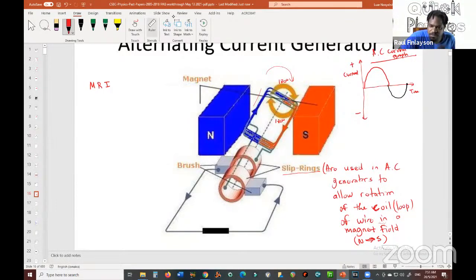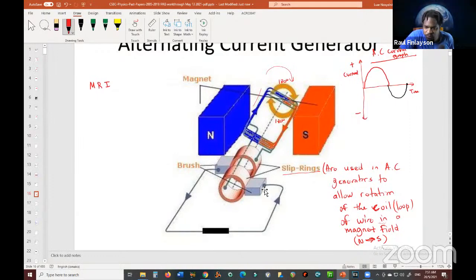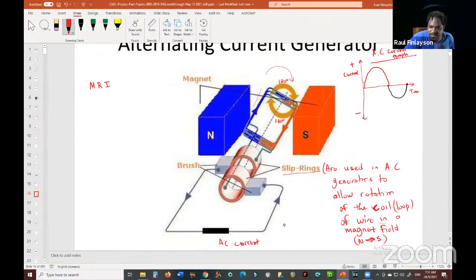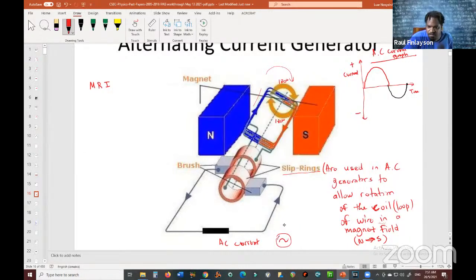All right, and that's pretty much it. Anytime you want to get some of that current that is being produced, you just connect some wires to the brushes, and that's current for everybody. This is going to be AC current. And there is a symbol that they use in circuits for it. It's this. This is the symbol for an AC current source.